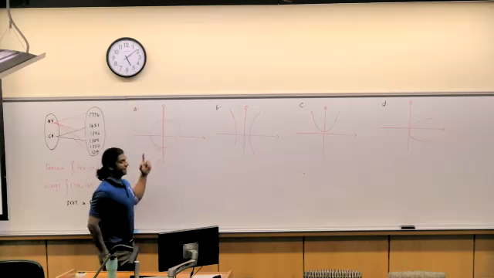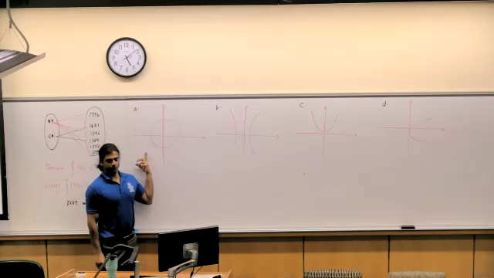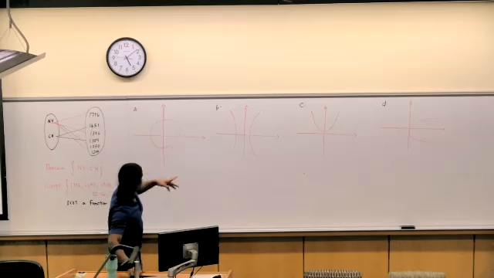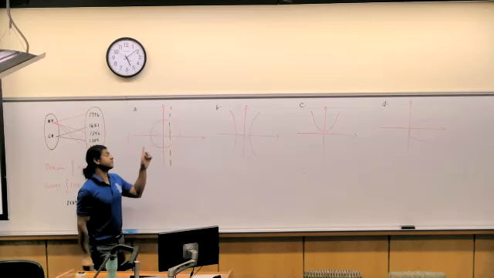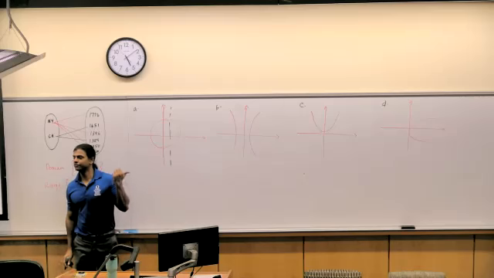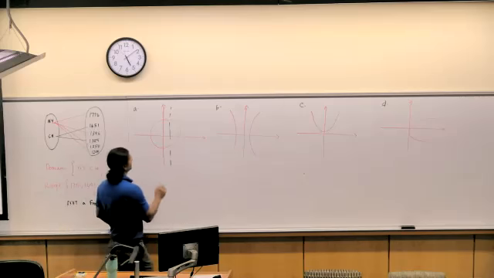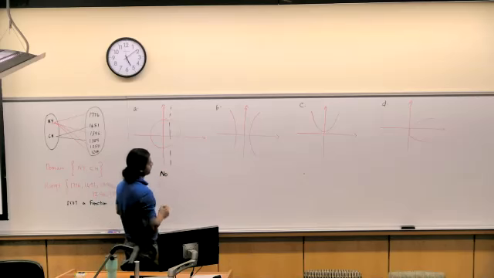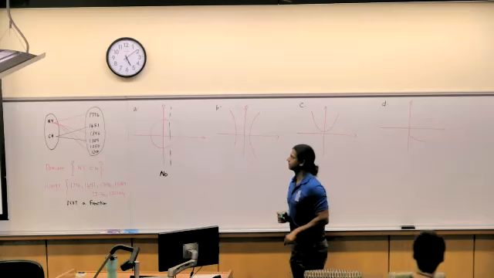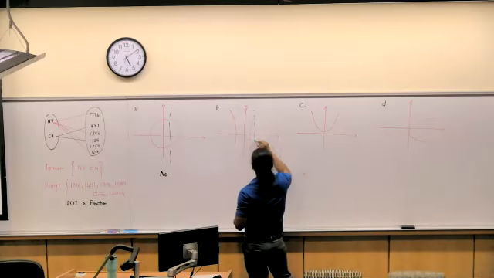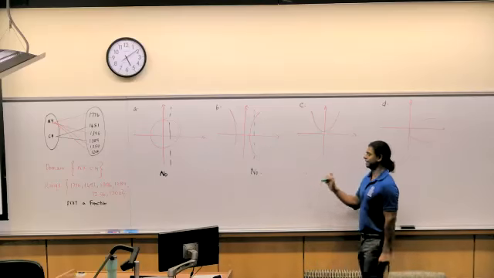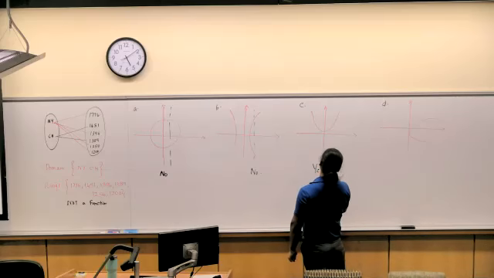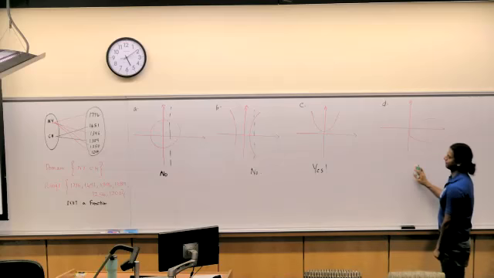Is this a function? No. Why not? Two lines, two points. It's going to touch 2 points. If I draw a vertical line, it is going to fail the vertical line test. So no. How about this one? No. Over there, no. How about that one? Yes. How about that one? No.